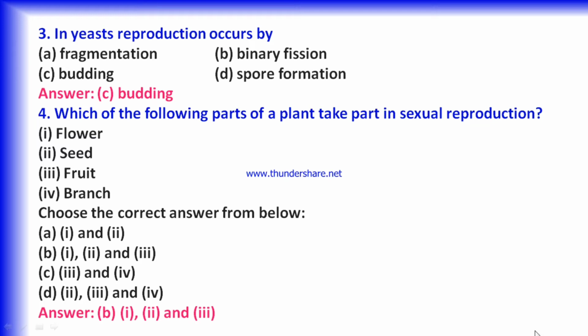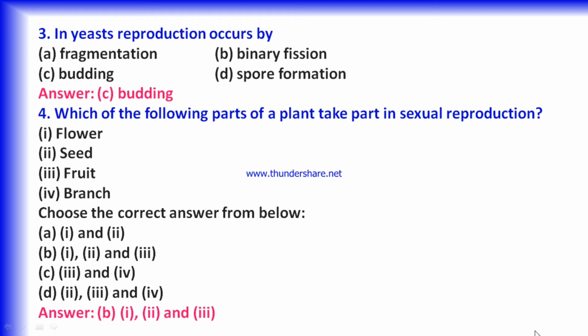And here choose the correct answer. That means 1 or 2, flower or seed; 1, 2 or 3, that means flower, seed or fruit; 3 or 4, fruit or branch; or 2, 3 and 4, seed, fruit and branch. And what's the answer? The answer is flower, seed and fruit. These 3 parts are the only ones responsible for sexual reproduction. Branch is not responsible for sexual reproduction. Branch is the part in which asexual reproduction occurs. Only flower, seed and fruit are responsible for sexual reproduction.